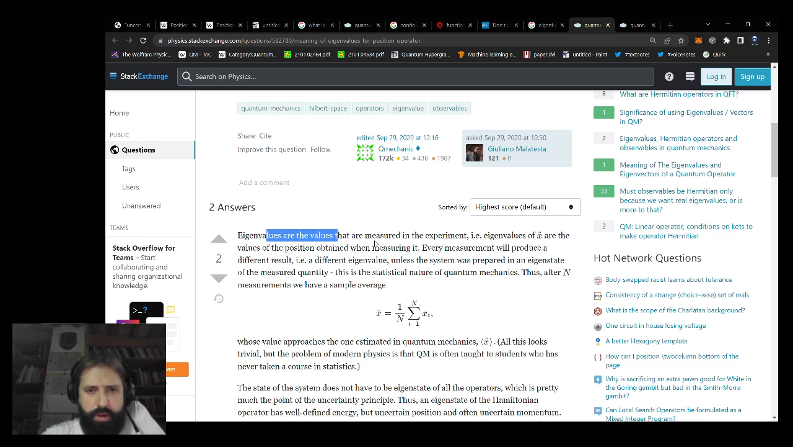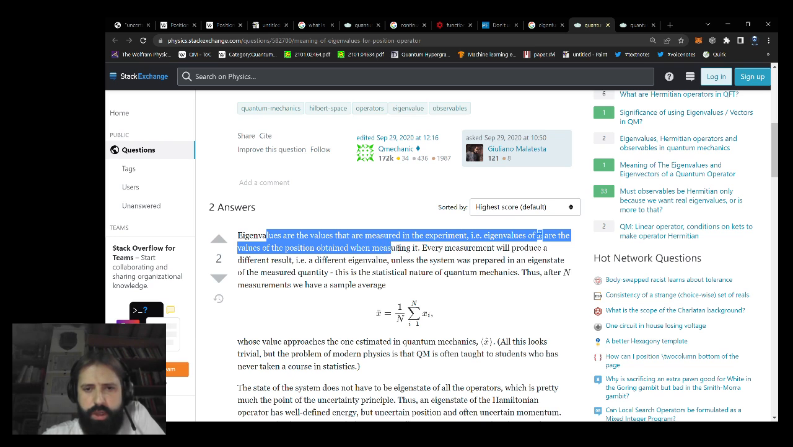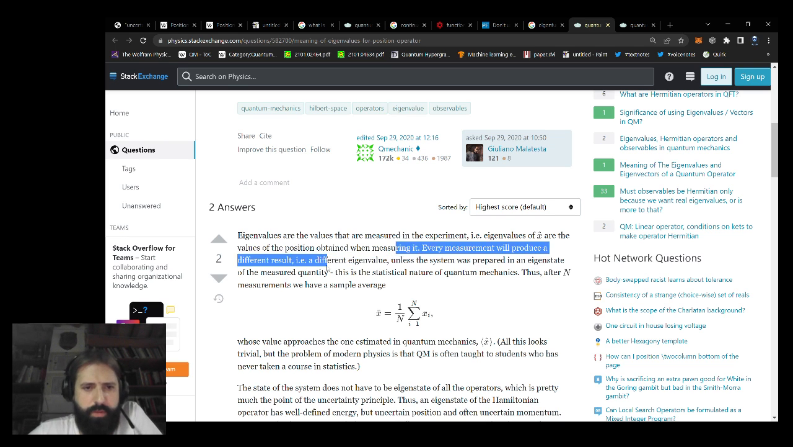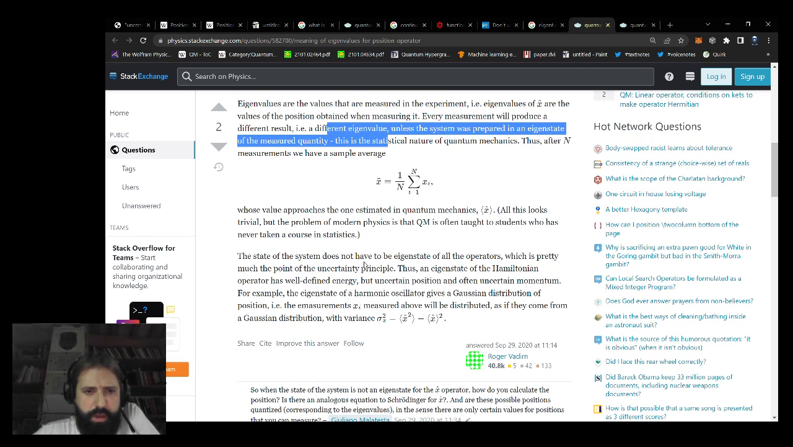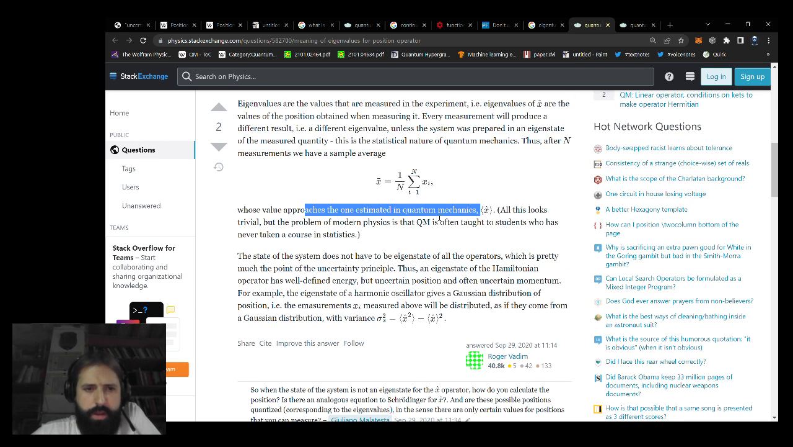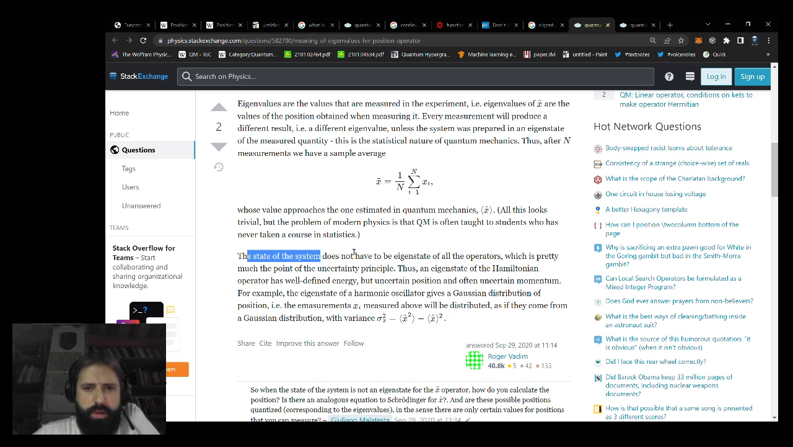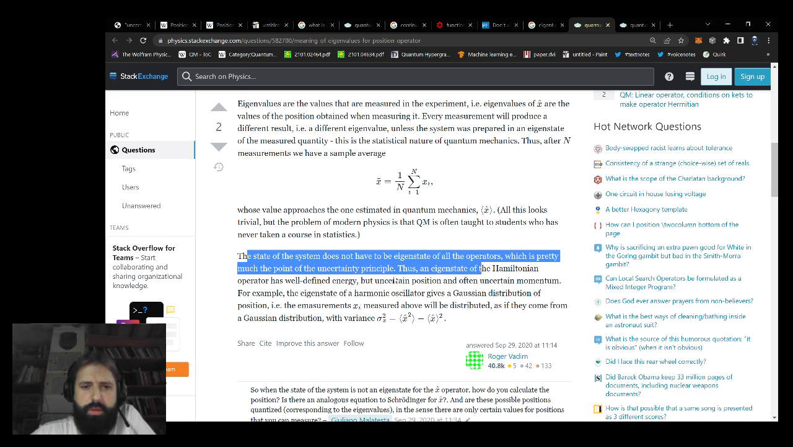Eigenvalues are the values that are measured in the experiment, the values of the position obtained when measuring it. Every measurement will produce a different result, a different eigenvalue, unless the system was prepared in an eigenstate of the measured quantity. The state of the system does not have to be an eigenstate of all the operators, which is pretty much the point of the uncertainty principle.